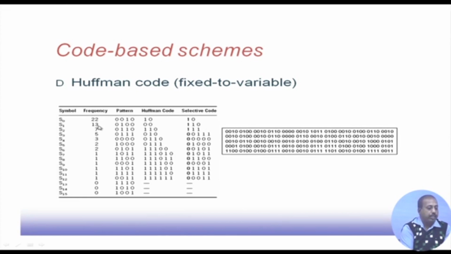Then we find that the next pattern 0 1 0 0 has occurred 13 times. So what we do is find out these individual patterns and count how many times they have occurred. Some patterns, like 1 1 1 0, 1 0 1 0 and 1 0 0 1, have not occurred at all. So their frequency is 0, but others have occurred like this.